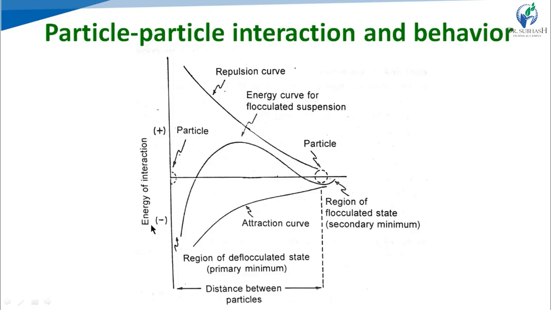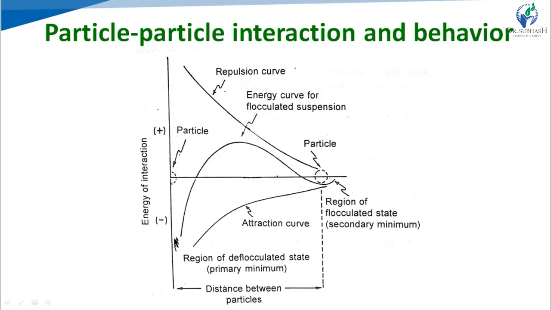See, the graph has been plotted between the energy of interaction versus the distance between the particles. On the x-axis there is the distance between the particles, which is going to be raised. So if we are considering the deflocculated system, then this one is the region for the deflocculated system, which is represented by the primary minimum. Here the particles form a hard cake, and due to that they are not easy to redisperse.